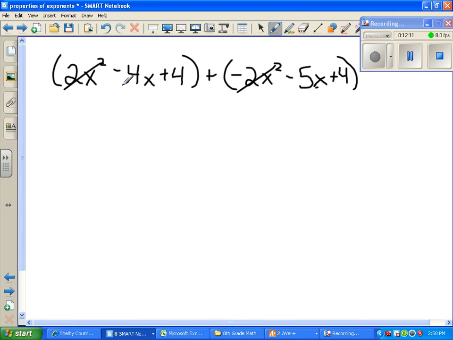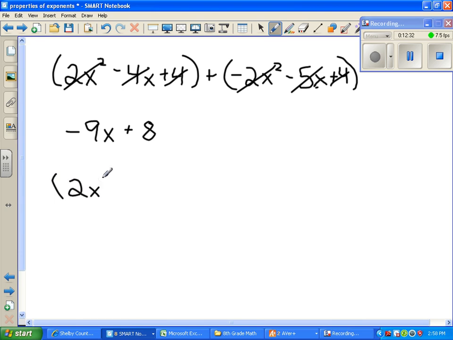Now I go to my x terms. A minus 4x and a minus 5x gives you negative 9x. Thumbs up if you agree with that and had that. Good. Then I have my whole numbers. 4 and 4 gives you 8 plus 8. All right, now let's look at the one subtraction.